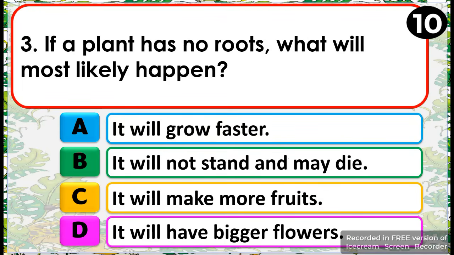Number 3. If a plant has no roots, what will most likely happen? A. It will grow faster. B. It will not stand and may die. C. It will make more fruits. D. It will have bigger flowers.